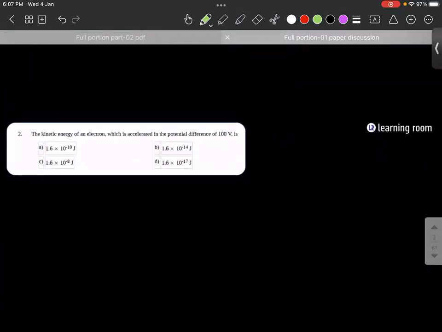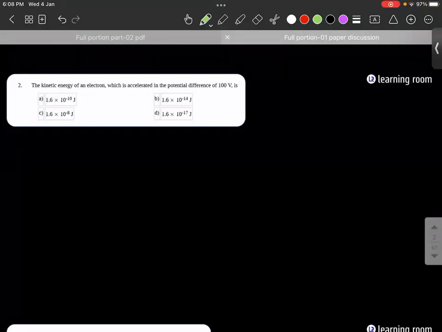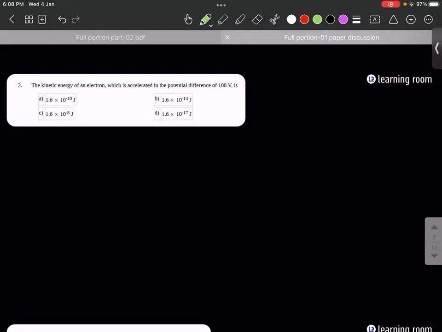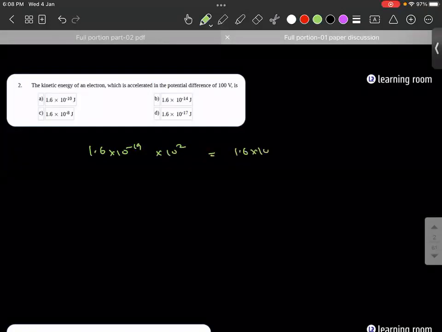Second one. The kinetic energy of an electron which is accelerated in a potential difference of 100 volts. Answer. So it is 1.6 into 10 power minus 19 into 10 square. That is 1.6 into 10 power minus 17 joule. Right. This will be the answer.